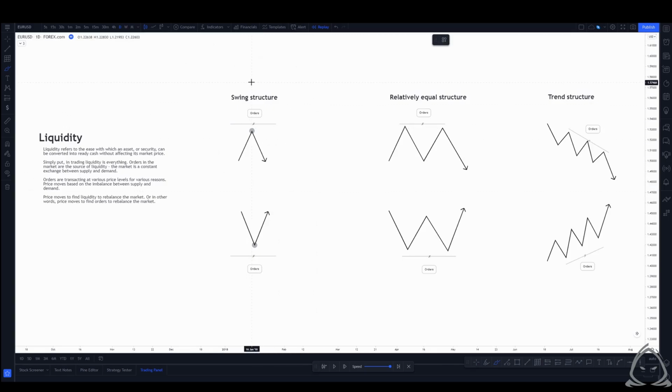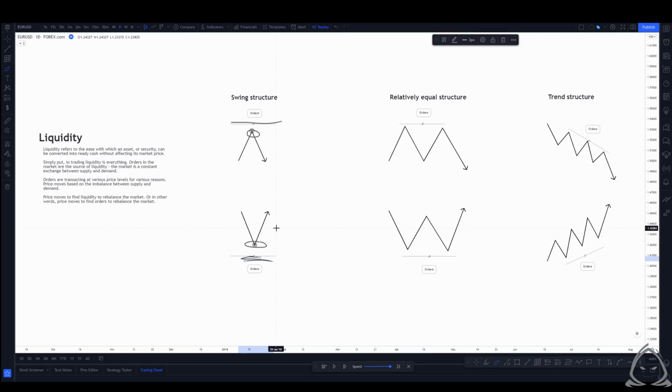So if we're looking at very basically swing structure or any sort of market structure that's being printed in the markets, what we see is once that market structure has been created, whether it's a swing low or a swing high, more than likely there are going to be orders that rest just above the high or just below the low. And those orders exist for a multitude of different reasons. In a basic sense, anyone who would have sold at this swing high would have their stop loss just above the swing high. Anyone who bought at the swing low would have their stop loss just below the swing low.